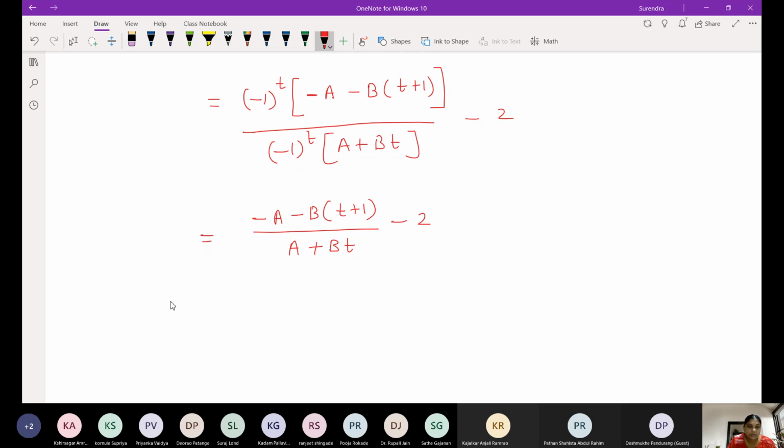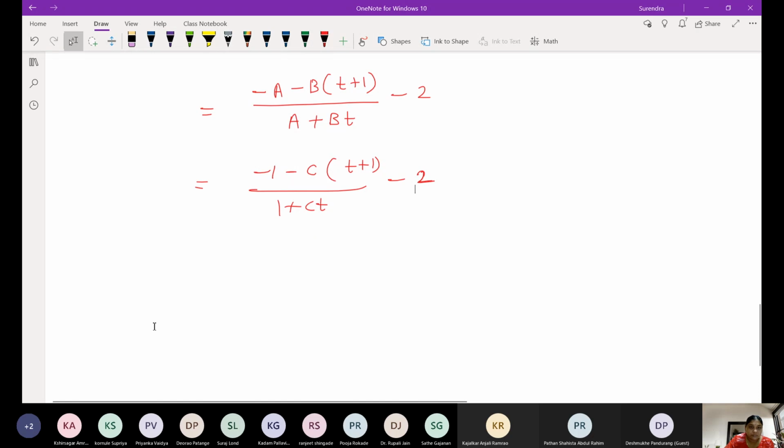Or a minus b. If I take minus a minus b common, what will remain here? This I can write as minus 1 minus c times t plus 1. Can I write like this? Minus 1 minus c times t plus 1, 1 plus c times t minus 2.